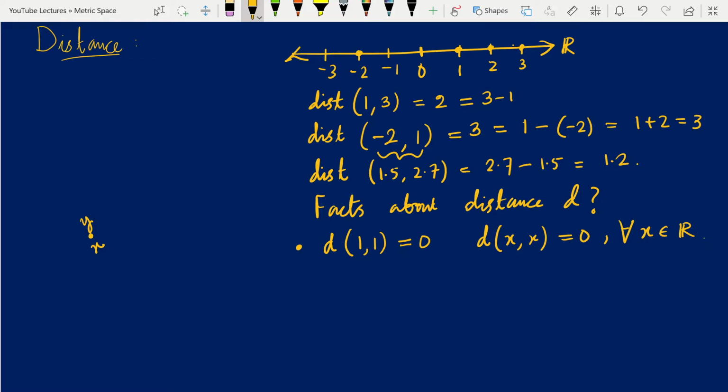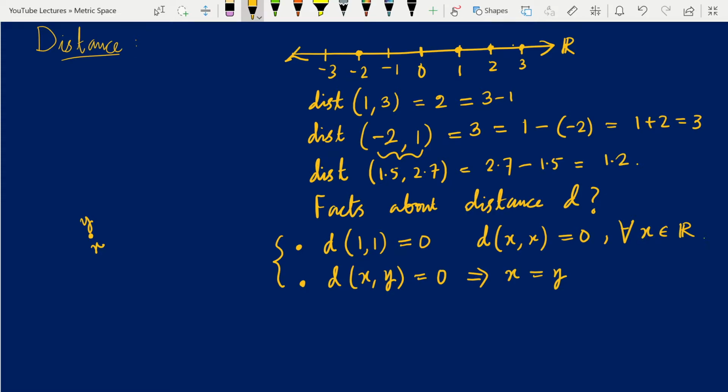And not only that, one more fact that we know: if I tell you the distance between 2 points is 0, then it is again very intuitive that both points must be the same, right? That should imply that x is equal to y. So these are two facts, or precisely one, merging these two together.